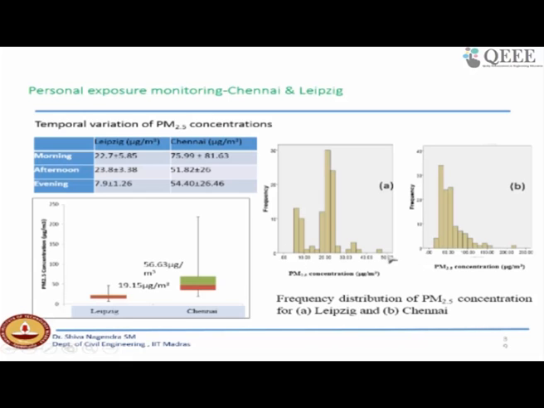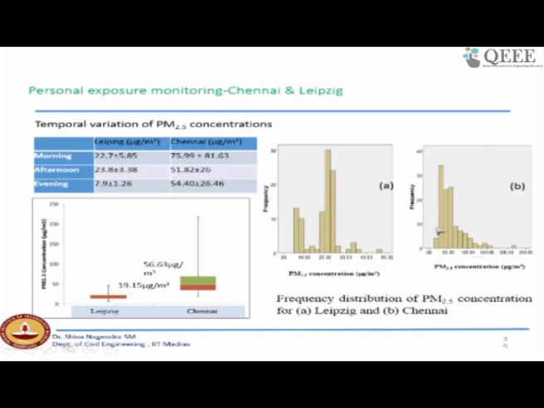Now with respect to Leipzig, you will notice that the majority of the concentrations will be within the 20 to 30 microgram per meter cube range. This is the concentration range that will mostly dominate. Sometimes the concentration even went up to 50 microgram per meter cube.